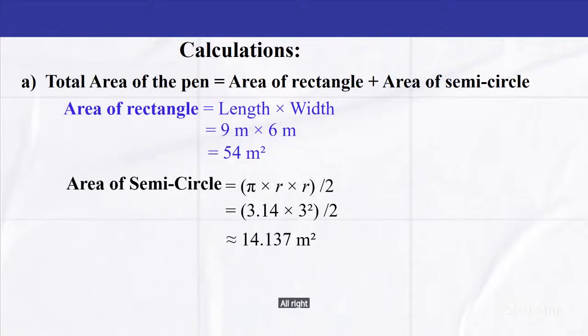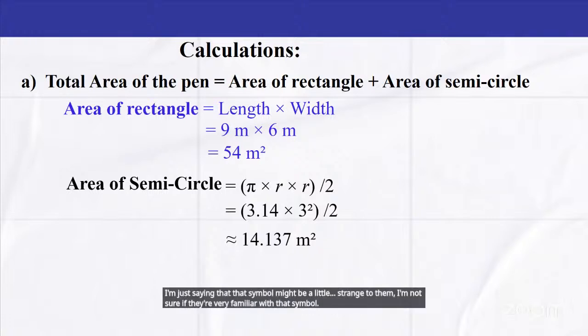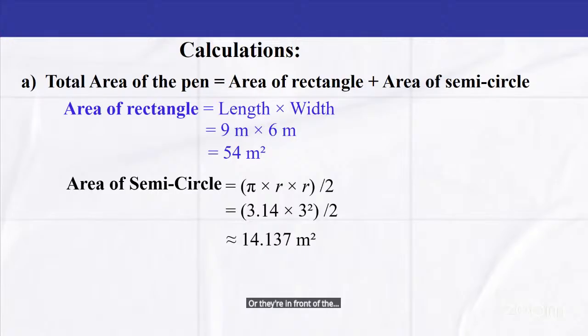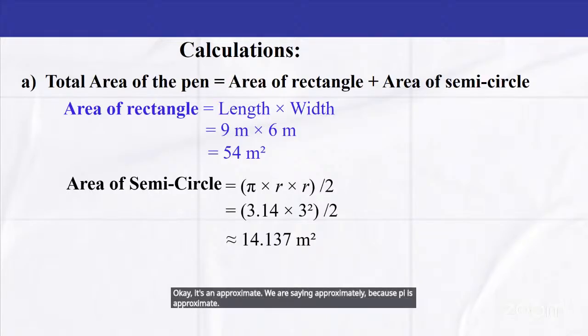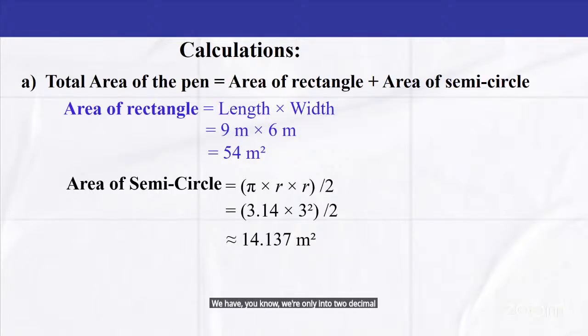Someone mentioned that the symbol in front of the final answer might be strange to them, that they may not be very familiar with it. Oh, yes, it's the approximately symbol. We are saying approximately because pi is approximate. We round it to two decimal places, so the answer is also approximate. So it is saying approximately 14.137 square meters.